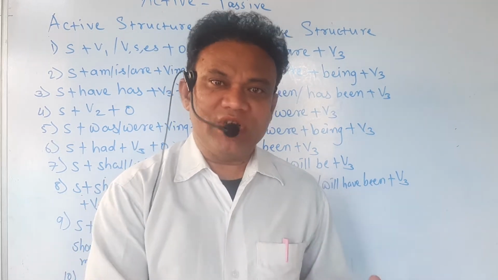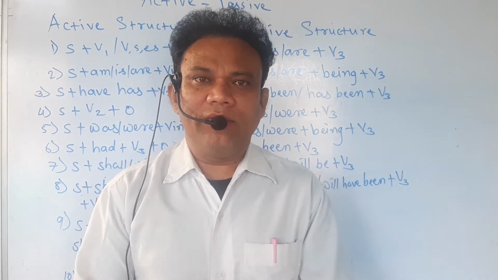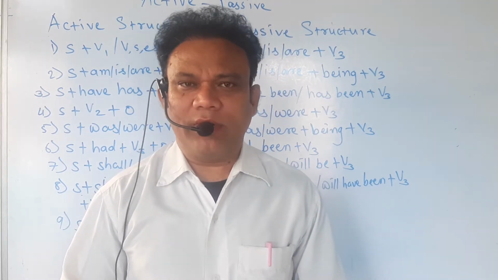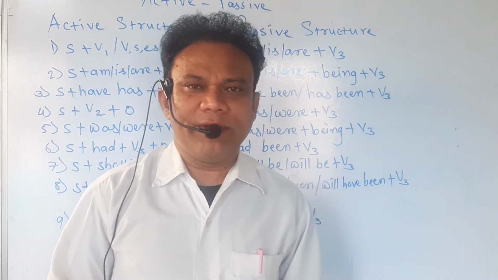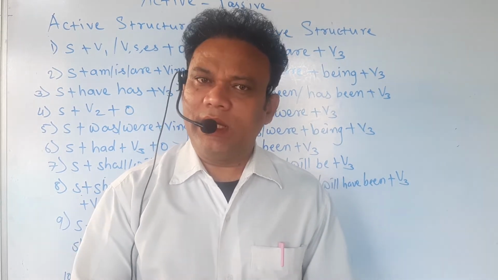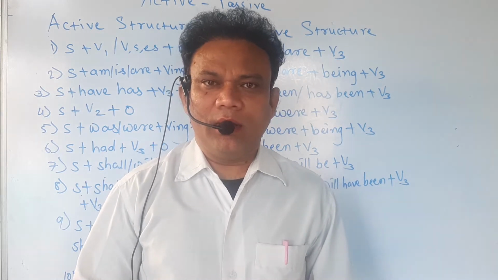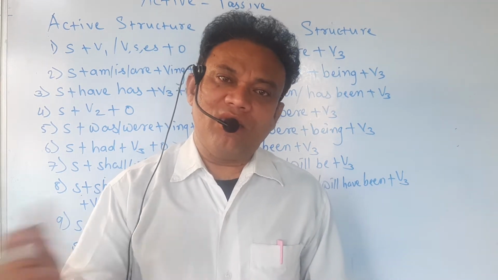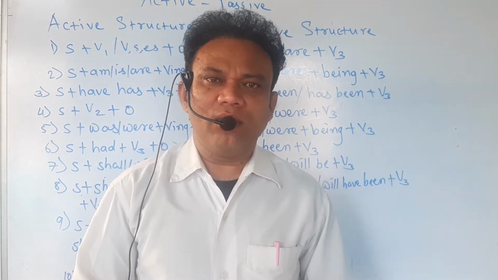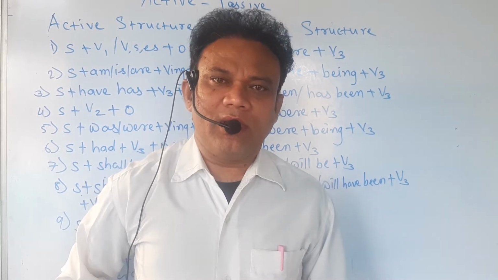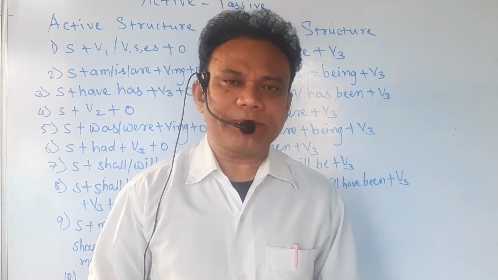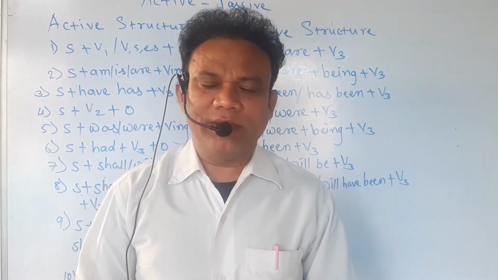See, when the subject of the sentence is important, we use active voice, and when the object of the sentence is important, that time we use passive voice. For example, I ate a mango. Here the subject I is important, but when I say a mango was eaten by me, here the object of the sentence, a mango, is important. So when the object is important, we use passive voice, and when the subject is important, we use active voice.